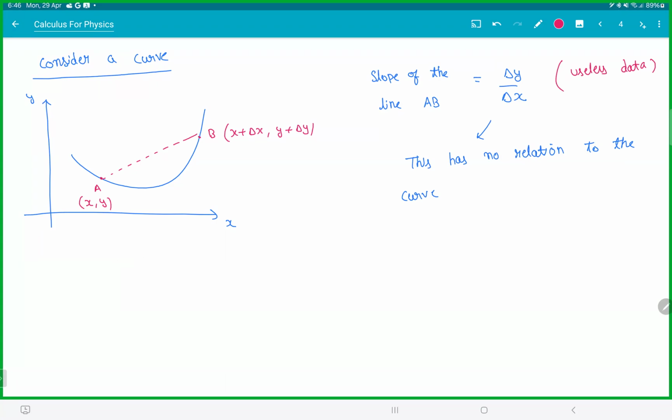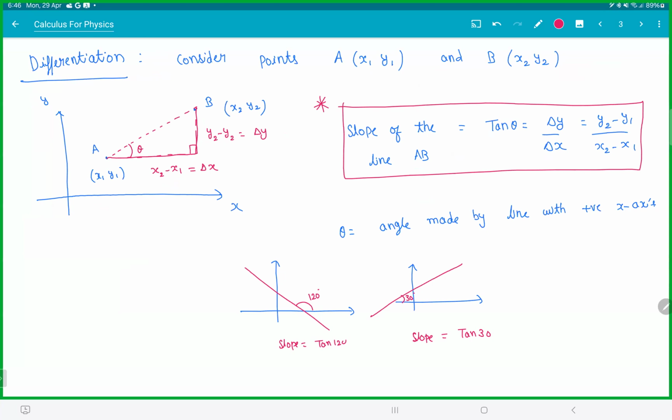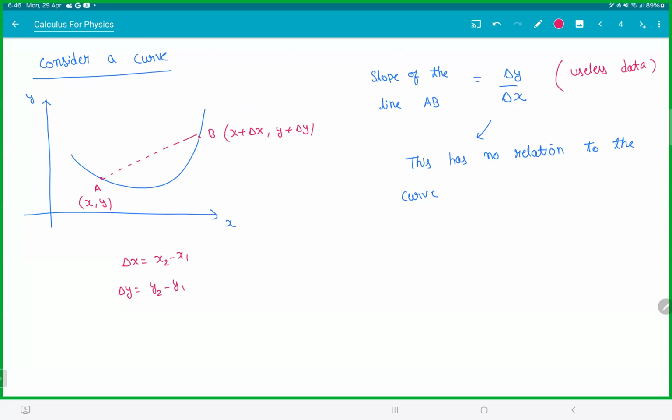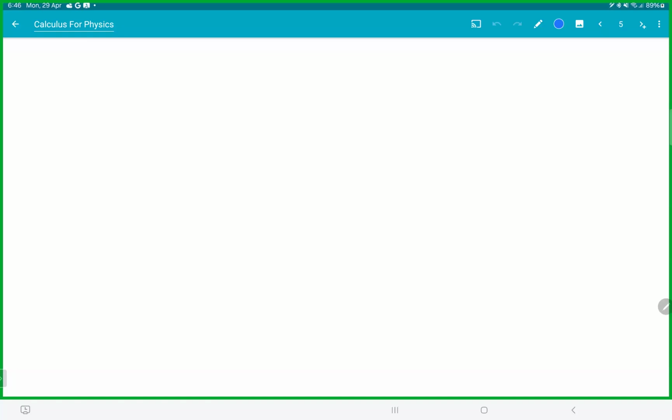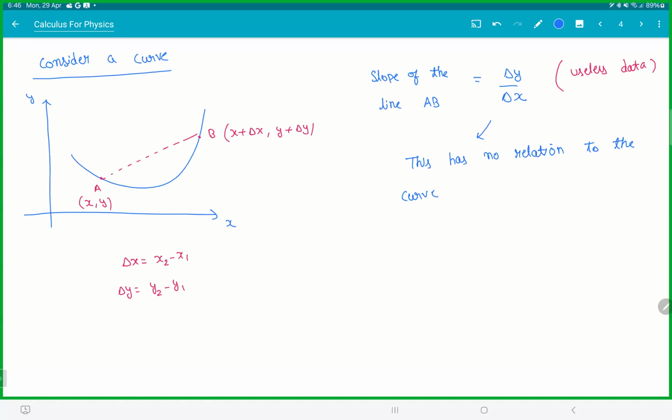So delta x is nothing but the change in x coordinates. Delta y is the change in y coordinates. Are you getting this logic? I know how to find the slope for a line. Now you brought a curve and asked me to try to use the slope. You took two random points, A, B, and found the slope. Meaning, what are you doing exactly? This is completely useless. Agreed? Now, what if I made delta x smaller? Delta x is what? The distance between them.